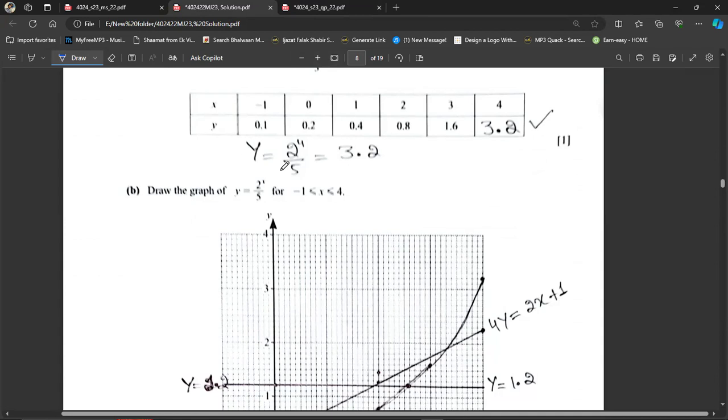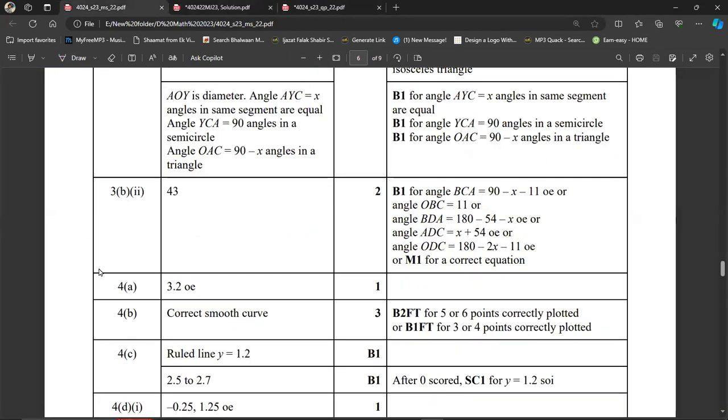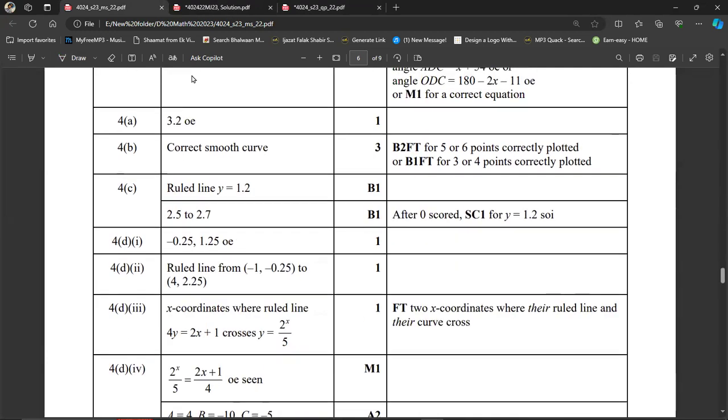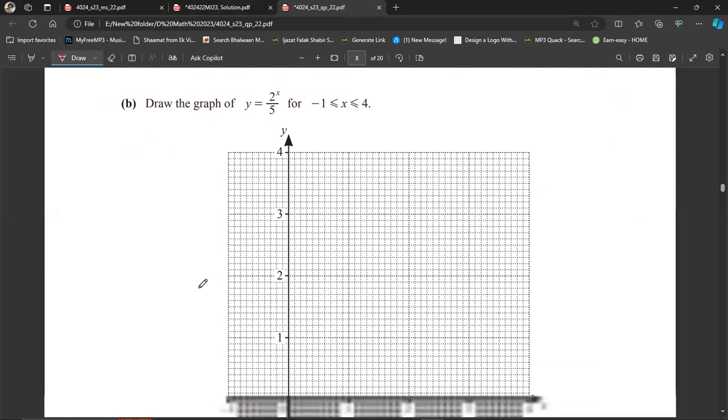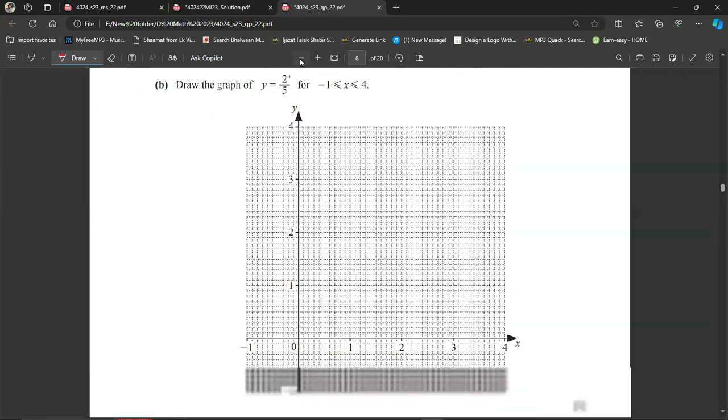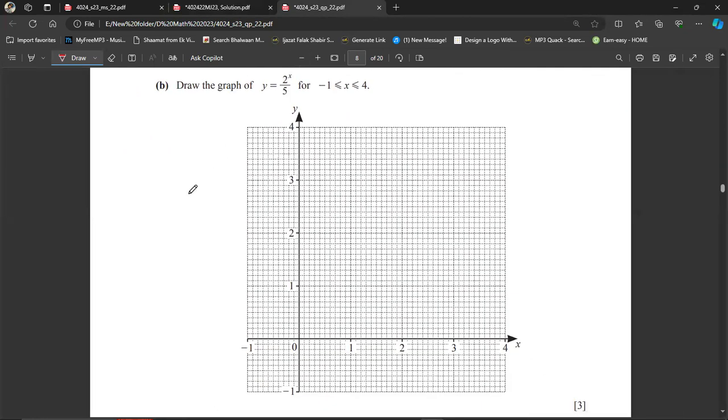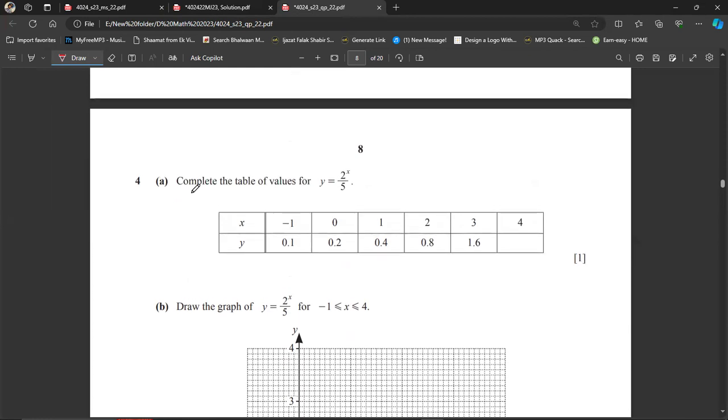So my answer is 3.2. 3.2 is the right answer, sir. So the table is complete. Now we will plot. He says draw the graph of y is equal to 2 raised to power x divided by 5 from x minus 1 to 4. So this is the table.